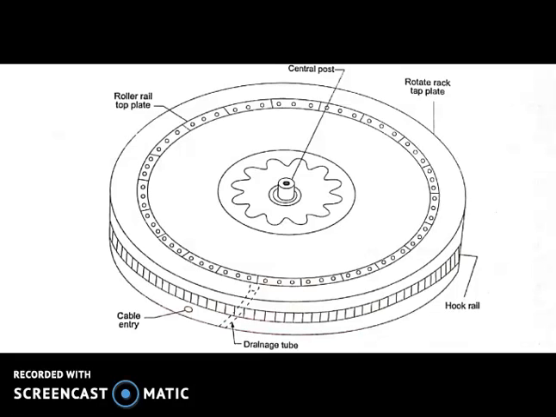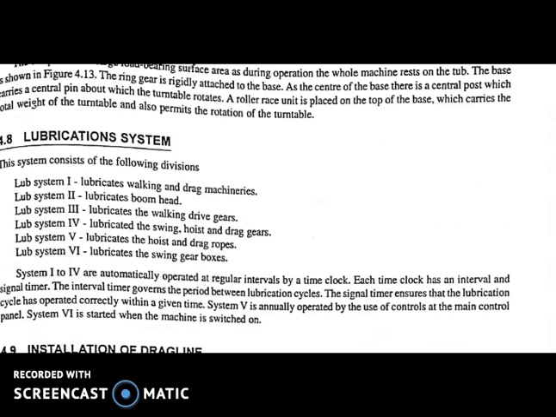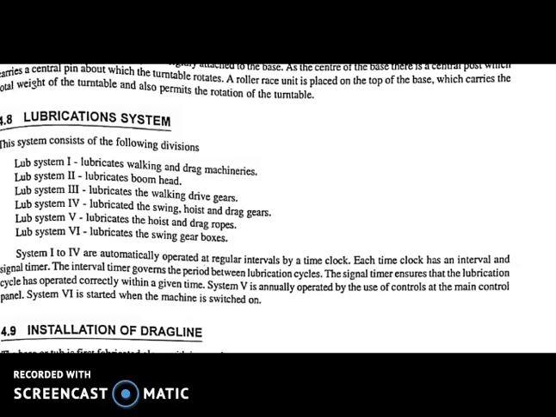After this undercarriage unit, the next one is the lubrication system. This system consists of the following devices: loop system 1 lubricates working and track machinery. Loop system 2 lubricates the boom head. Third is loop system 3, which lubricates the working drive gear. Loop system 4 lubricates the swing, waist and drag gear. Loop system 5 lubricates the waist and drag rope. System 6 lubricates the swing gearboxes.